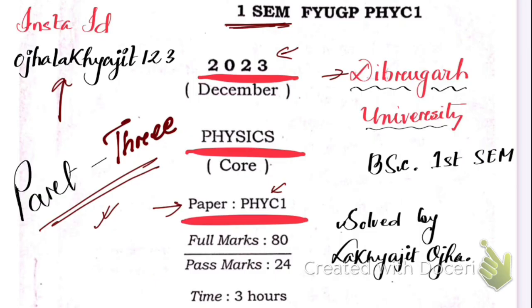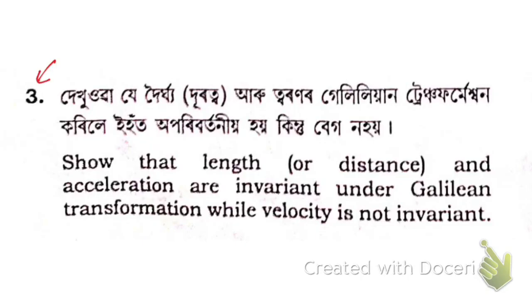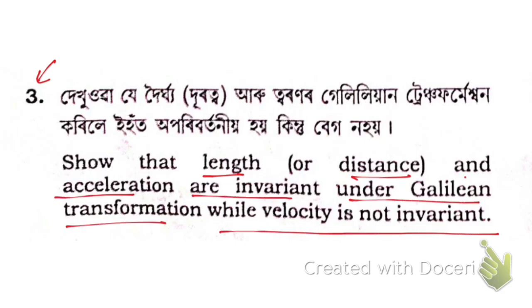So now let's start. Today we're going to start from question number 3: that length or distance and acceleration are invariant under Galilean transformation while velocity is not invariant. I have already made a video on this topic yesterday, I think, and I have given the link in the description box. I have written question number 3 and then provided the link of that video. Do watch that video where you're going to get this answer. Now let's move on to the next question.